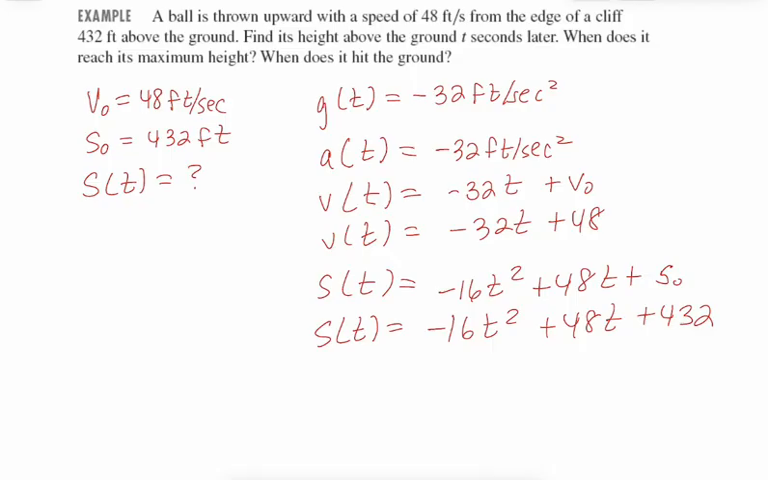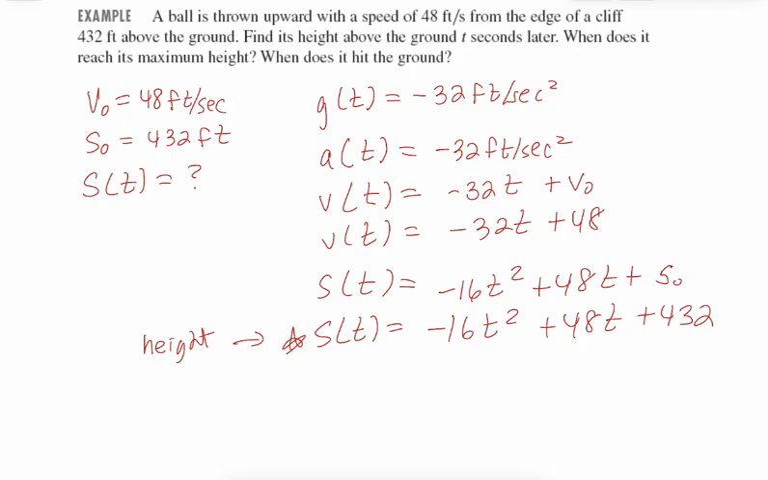Now, that is our position function. So it says find its height at t seconds. This is its height at any t seconds. The position is the height at any particular time. So the next thing they say is, when does it reach its maximum?